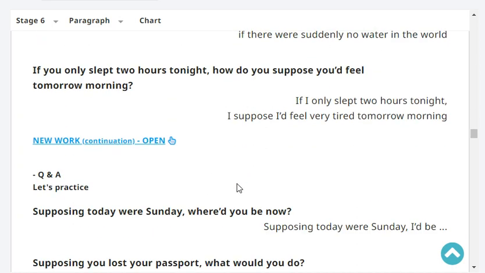Right. If you only slept 2 hours tonight, how do you suppose you'd feel tomorrow morning? If I only slept 2 hours tonight, I suppose I'd feel very tired tomorrow morning.